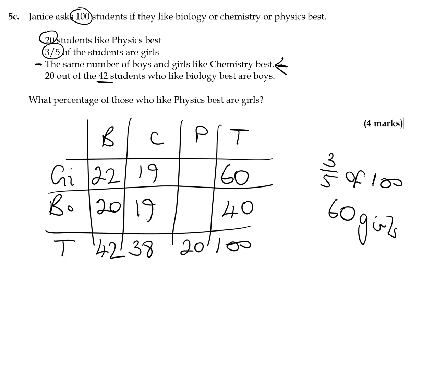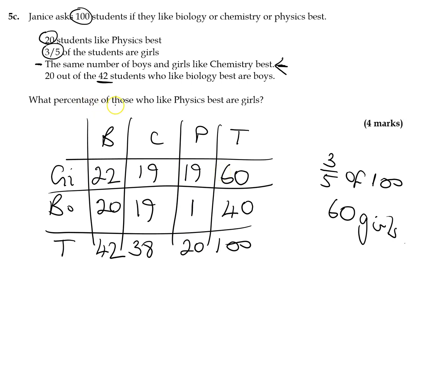So we're now in a position to fill in the final column for physics. 20 add 19 is 39, we want 40, so there must be 1 there. And we've got 1, we want 20, there must be 19 there. And we can check along there if we wish. Okay, so now we've filled all the information in.